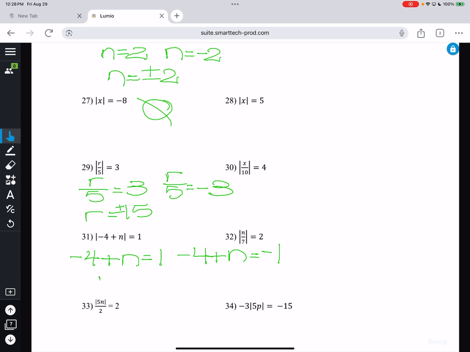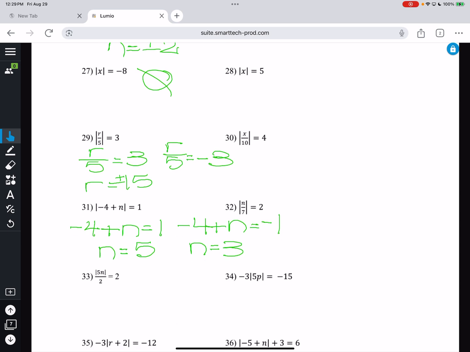So n equals, for the first equation, equals what? 5. Now, the answer is not going to be automatically negative 5. What will it be? 3. n equals 3. Okay? And when you have absolute value with addition and subtraction going on inside of it, that's a huge hint that your answers will not just be opposite numbers.